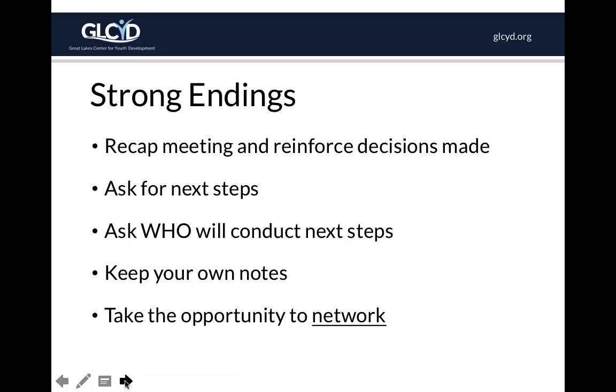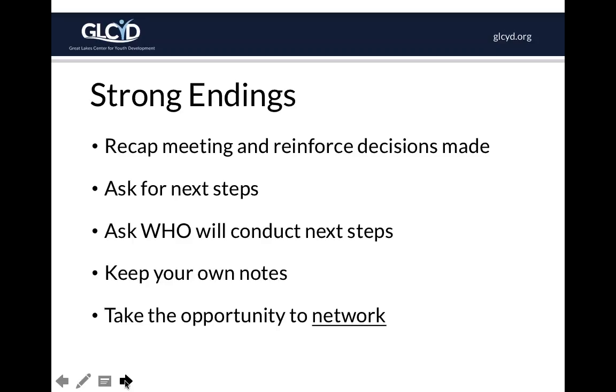So now, strong endings, and I keep watching the time to make sure I don't end late after so vehemently speaking about that being my pet peeve. Strong endings, and this is also important. You want to walk away, and you want everyone else around the table to walk away, feeling good about the meeting and that something was accomplished.